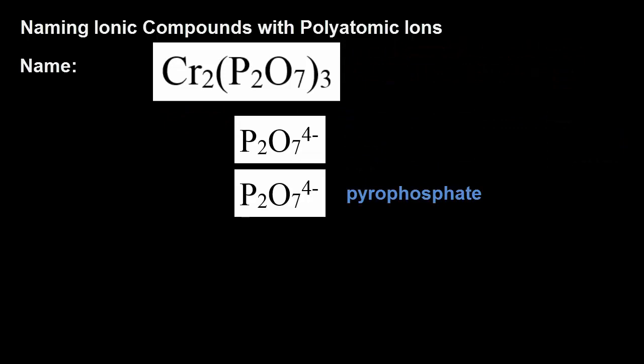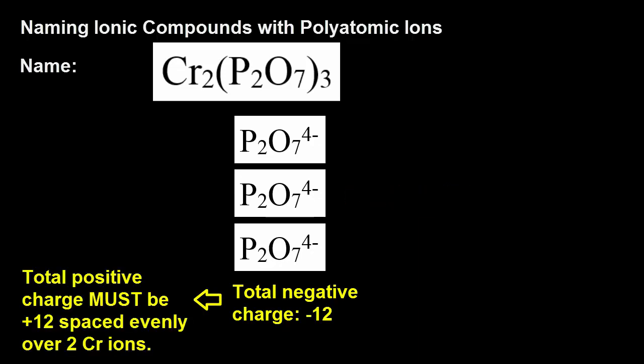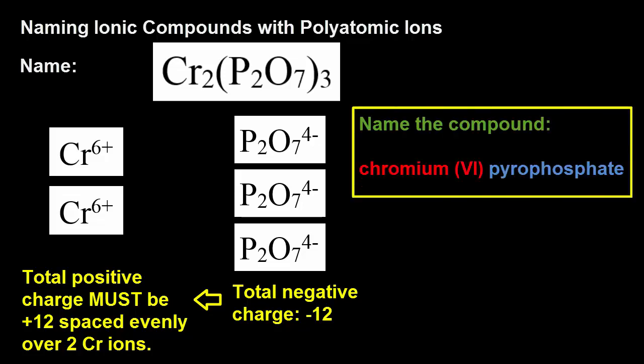P2O7 with a negative charge is called pyrophosphate, and the formula has 3 of them. So the total negative charge is -12. That means the 2 Cr ions must bring +12 in total, meaning that each of the chromiums must have a 6+ charge. The name of this compound is chromium(VI) pyrophosphate. Remember, the Roman numeral in the name corresponds to the charge on the metal ion.